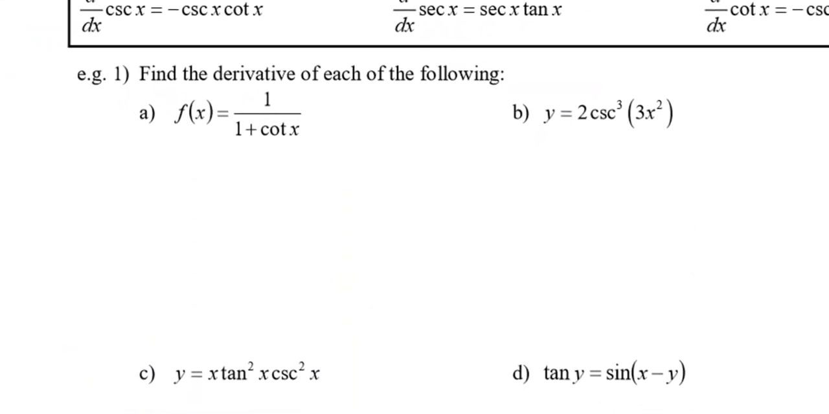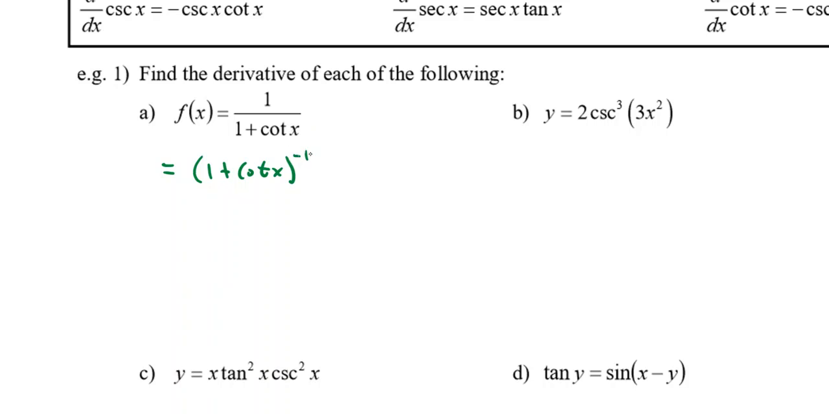Okay, so for this first one, we could do the quotient rule if you wanted to, having 1 as f and the bottom as g. But just my preference, I think, is to rewrite this right off the bat as 1 plus cotan x to the power of -1, and then chain rule. I kind of like chain rule a bit better, but that might just be a personal preference.